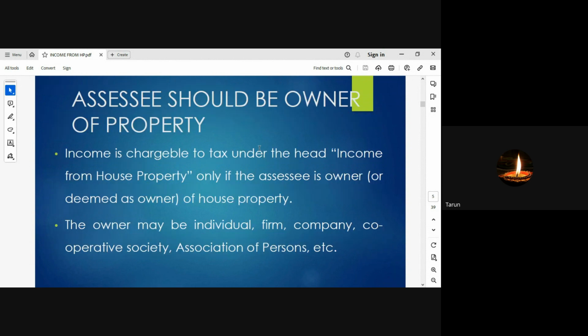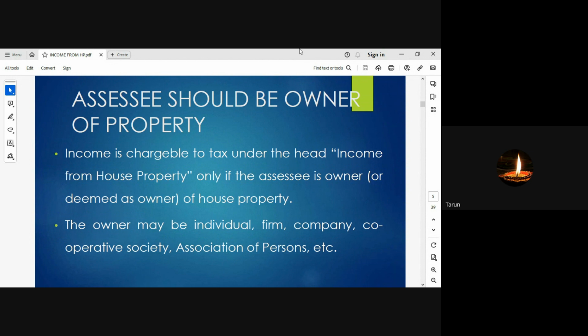Let's proceed further. The SSC should be the owner of the property. As I told you, the second condition from the first slide is that the SSC or an individual should be the owner of the property. So these are the two very important points. Income is chargeable to tax under the head income from house property if the SSC is the owner of the property, or it is deemed as owner. It means a legal right of the owner to use that property. That is called deemed owner.